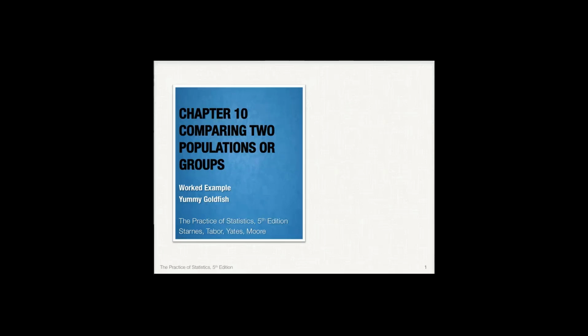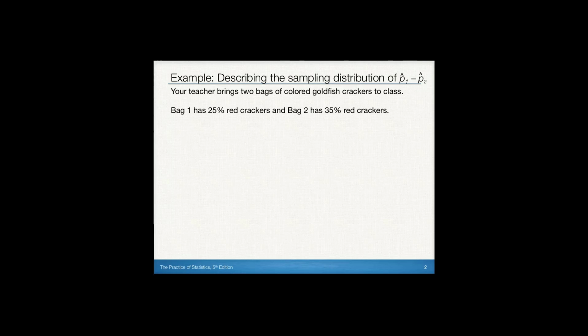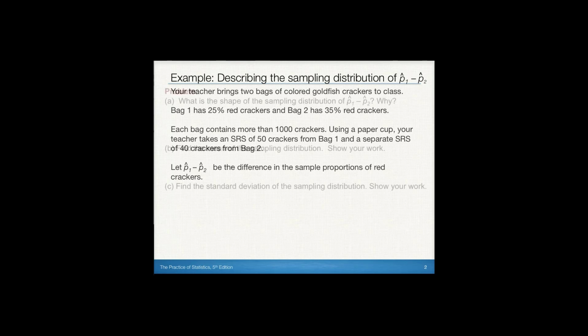Hi, this is Jason Molesky. In this example, let's take a look at the sampling distribution of the difference of two sample proportions. Suppose your teacher brings 2 bags of colored goldfish crackers to class. In the first bag, suppose we have 25% red crackers, and the second bag has 35% red crackers. Now each bag contains more than 1,000 crackers, and suppose using a paper cup your teacher takes a simple random sample of 50 crackers from bag 1 and a separate simple random sample of 40 crackers from bag 2. Let's let p hat 1 minus p hat 2 be the difference in the sample proportions of red crackers.